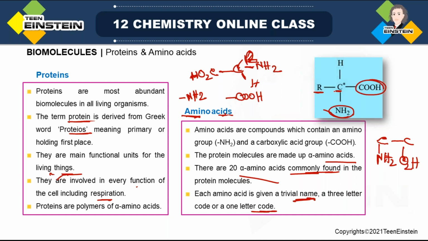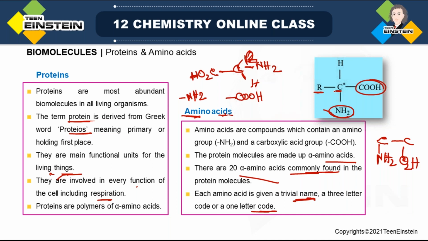Only if it is H, then 2 groups are the same, that is 2 hydrogen, same atom. So now the carbon is not chiral. But this is the only case where R is equal to H. In all other cases, all the 4 groups are different, so it will be a chiral carbon.